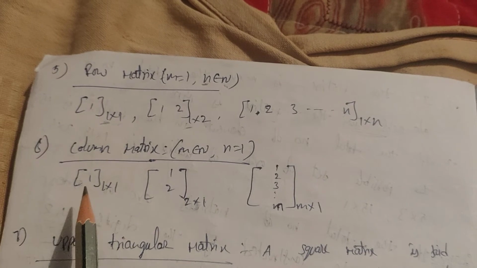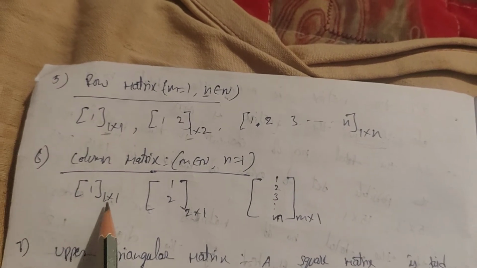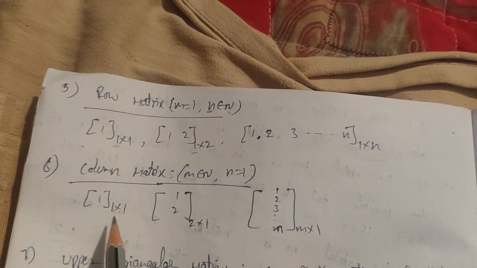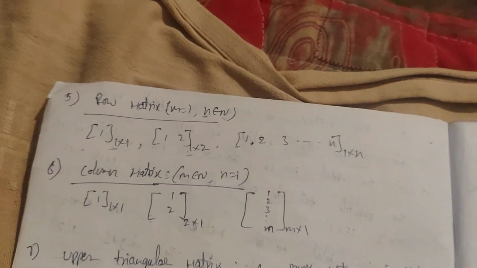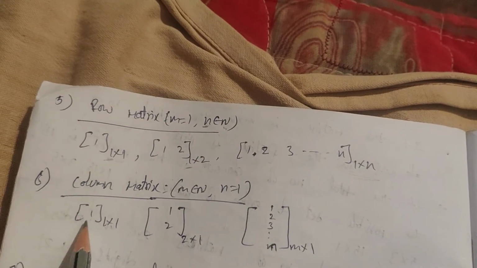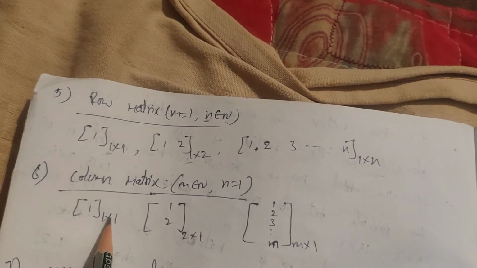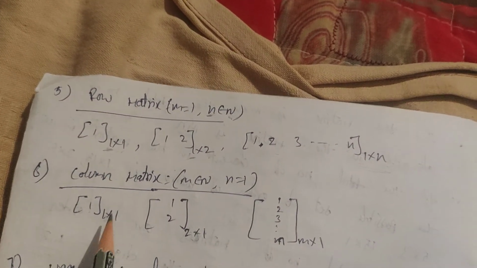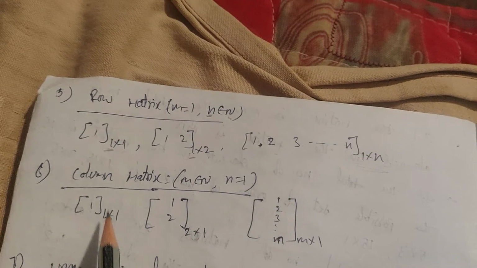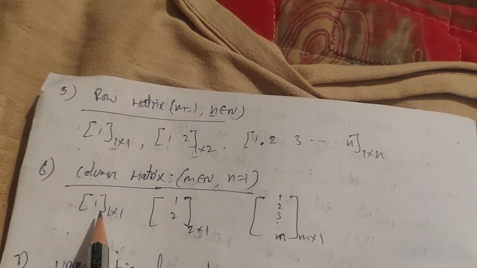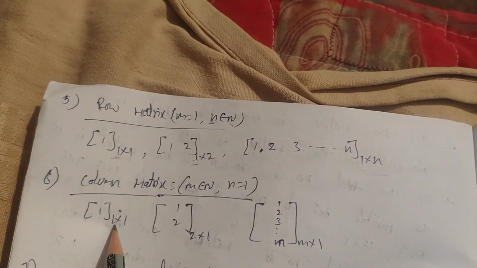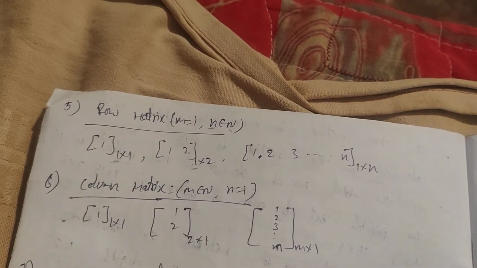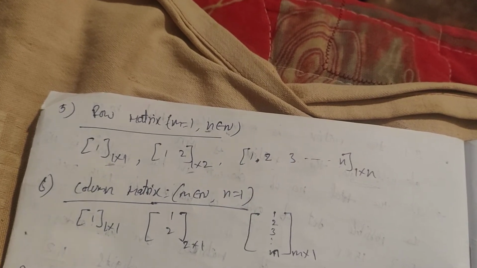Take an example, here 1, this is 1 by 1, with only one entry. If there is one entry, the order is 1 by 1 only. If you observe the rows or columns, that is 1 only. So whenever you take a matrix like this, is it a row matrix or a column matrix? We can call it either one, no problem. Both are the same here: number of rows 1, number of columns 1. So this type of matrix can be called either a row matrix or a column matrix.